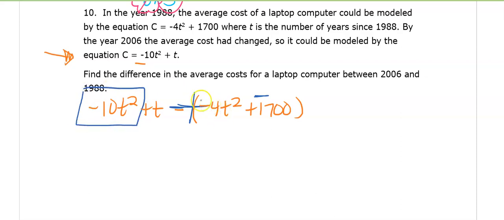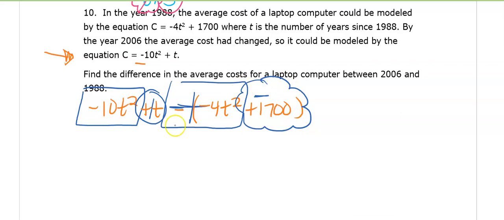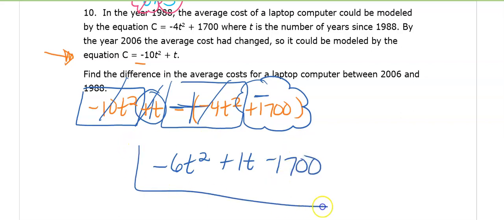Who has the same last name as negative 10? Positive 4. Who has the same last name as this little 1t over here? Nobody, actually. He's kind of by himself. And then we have our 1,700. So negative 10 plus 4 is a negative 6t squared. This little 1t is by himself, and it's okay if you write the 1, minus 1,700. Remember, if they don't go with anybody, you don't force them with somebody else's family. You make them stay where they are.